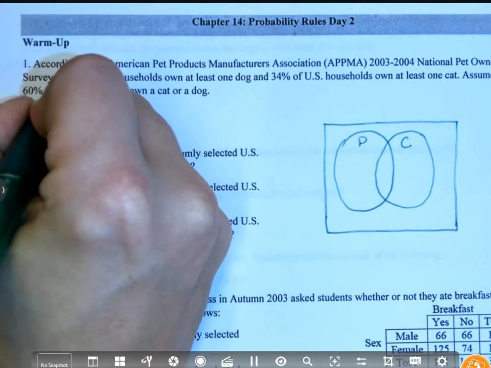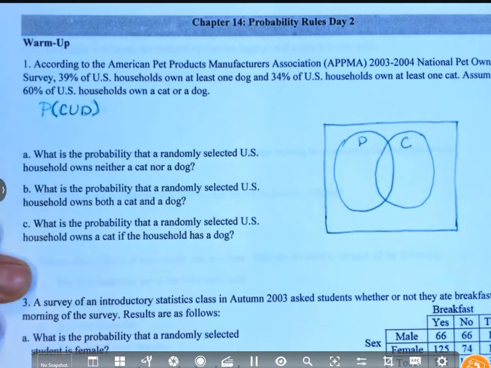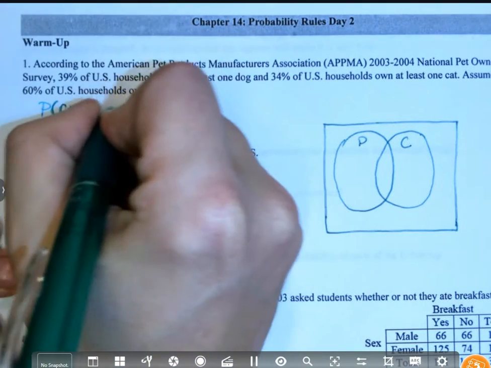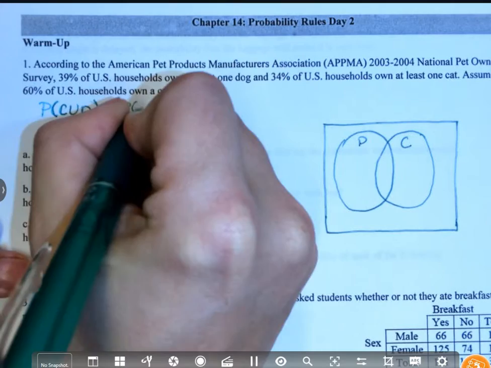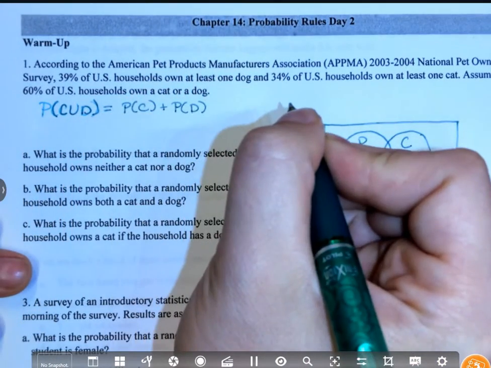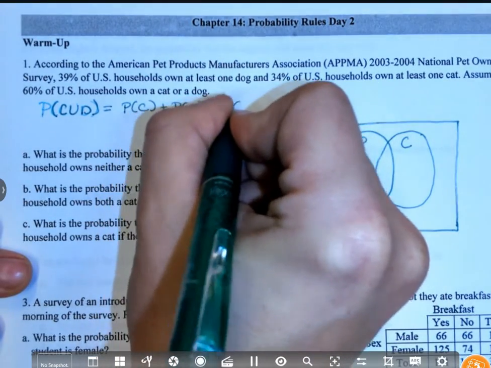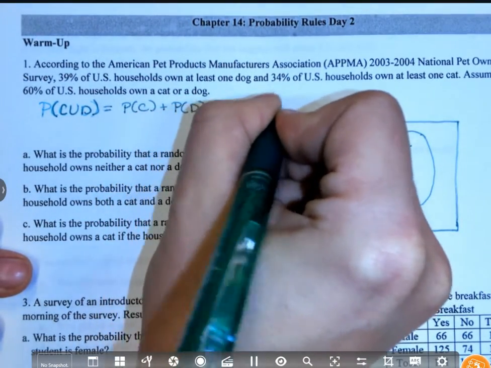Well, think about your definition of or. Probability of a cat or a dog. What is the formal definition, the general rule that should always work? It's the probability of the cat plus the probability of the dog minus the probability of a cat and a dog, the overlap.